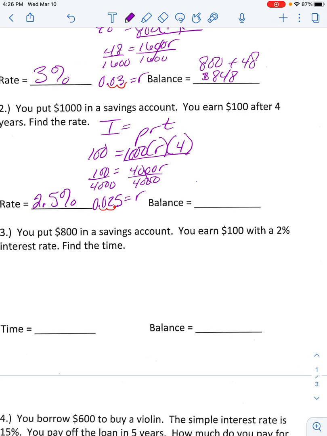Our balance, we put in 1,000. We earned 100. So our balance is going to be $1,100.